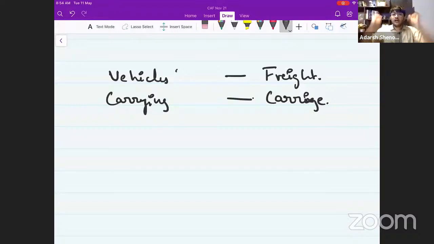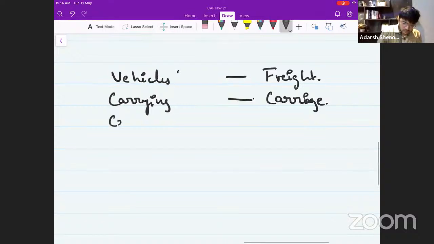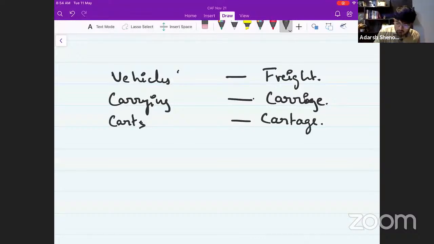What if you put it in a cart? You've seen these hand-run carts, right? Or bullock carts. If you put it in carts and you pay them the amount, what is that called in accounting? That is known as cartage. So all these terminologies are used with link to the mode of transportation.